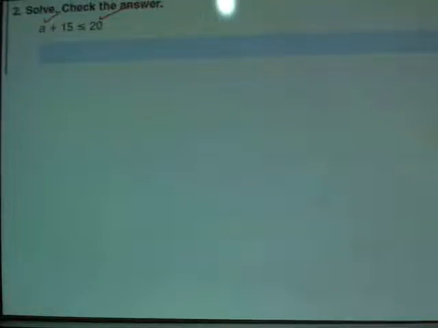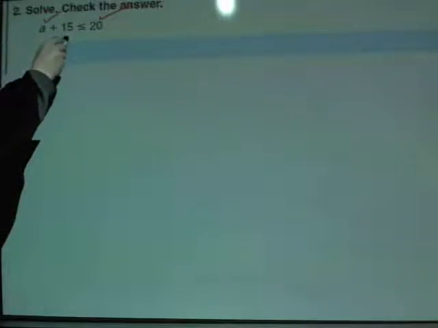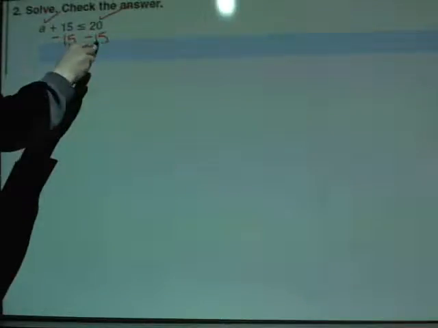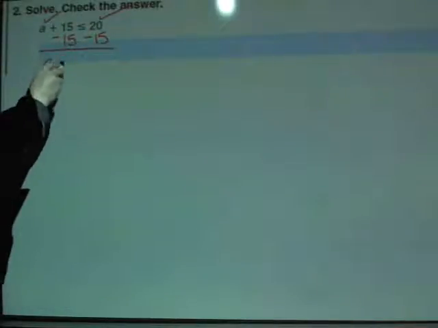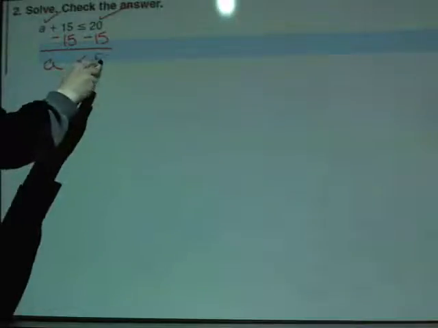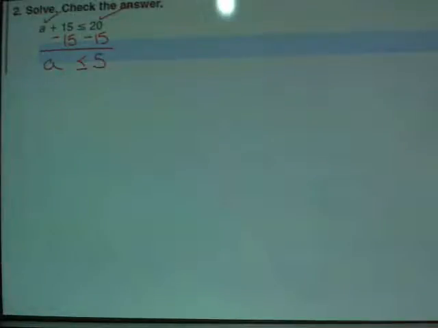How am I going to move 15? Well, I'm going to do the opposite. Since 15 has an addition sign in front of it, the opposite would imply that I'm going to subtract. So I'm going to subtract 15 from both sides. And when I do that, that's going to give me a is less than or equal to, in this case, 5. So any number less than or equal to 5, 5, 4, 3, 2, 1, 0 on down, is going to make the left side and the right side generate a true statement.